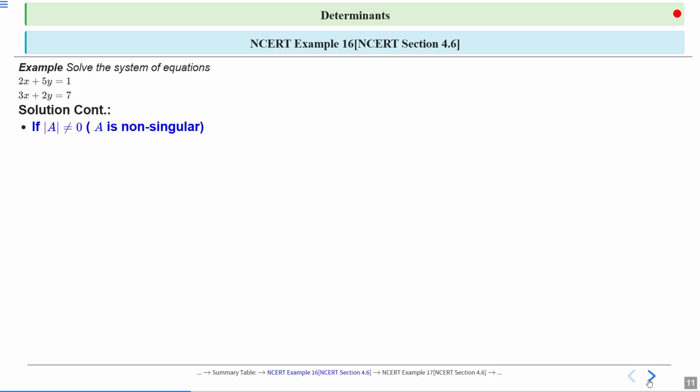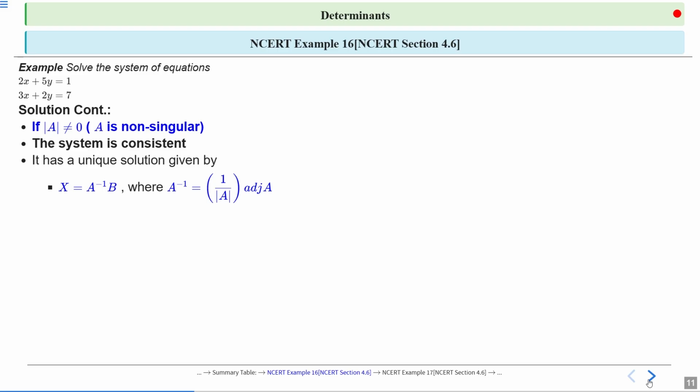If determinant of A is not equal to 0, A is non-singular, the system is consistent, and it has a unique solution given by X is equal to A inverse B, where A inverse is equal to 1 by determinant of A into adjoint of A. So in the first case, at first we have to convert the given system of linear equations to matrix form, and then calculate determinant of A. If it is not equal to 0, then the system is consistent and it has a unique solution given by X is equal to A inverse B. For this formula, we now have to calculate the value of A inverse, and for that, we have to calculate adjoint of A. Hence, A is a non-singular matrix and so has a unique solution.